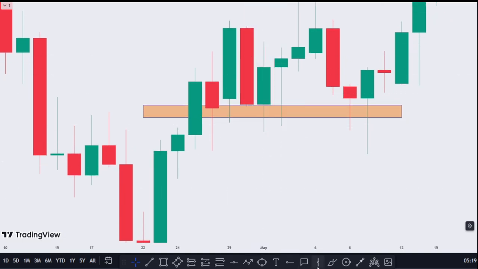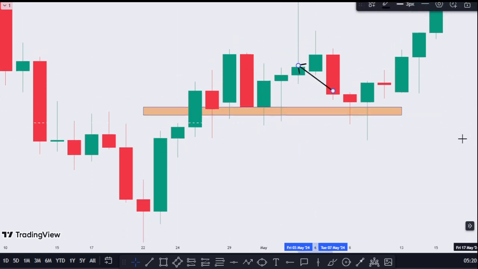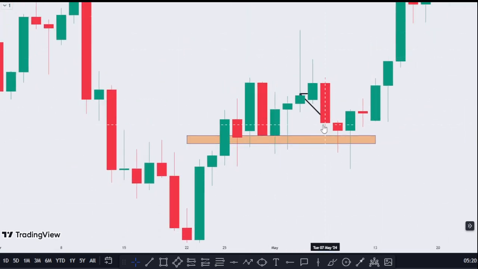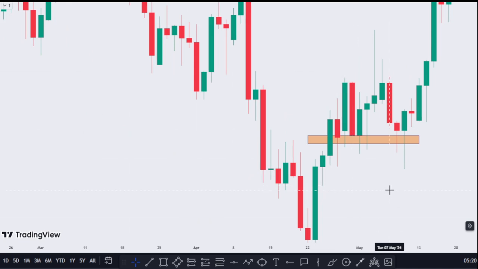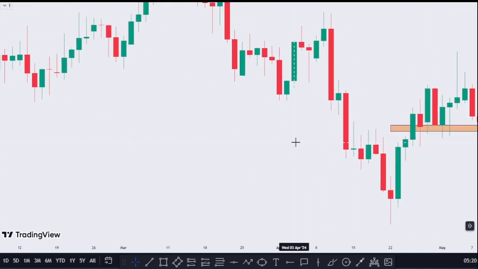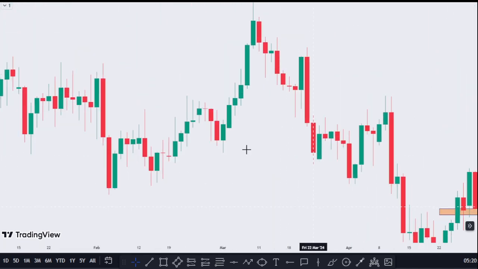Now, what happened after the market took out a lot of traders here at this point of interest, this frequency key level? The next candlestick that formed on Wednesday closed bullish. Then the market continued the movement to the upper side, right? That's one example. Let me show you another example.